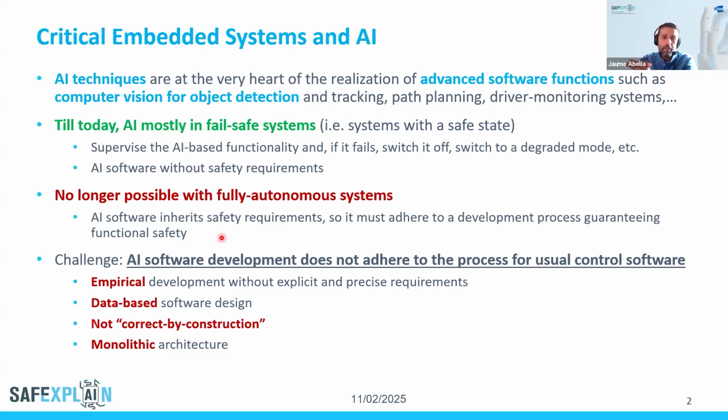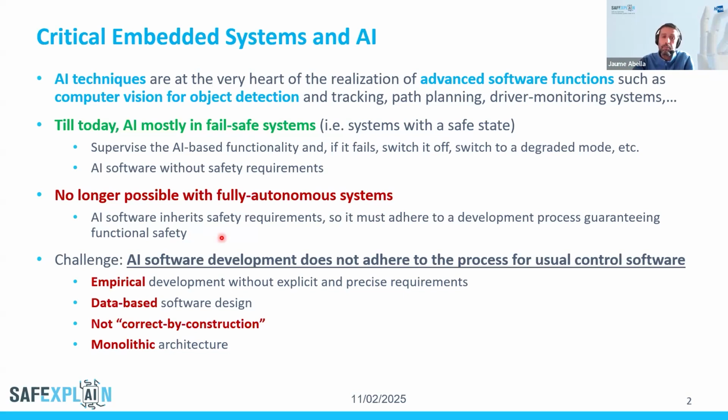If you think on what you have in your cars, in the planes, or in any critical system as of today, you realize that we already have AI inside those systems. But normally this is embedded into fail-safe systems, meaning that these are functionalities that, if they fail, can be disabled, and we can simply transfer the control to the driver or just disable the system to some extent. So in essence, this means that this AI software is not inheriting safety requirements. So as long as this AI software has enough quality, we can use it, which is good, but it's not what we need when we want to move to fully autonomous systems.